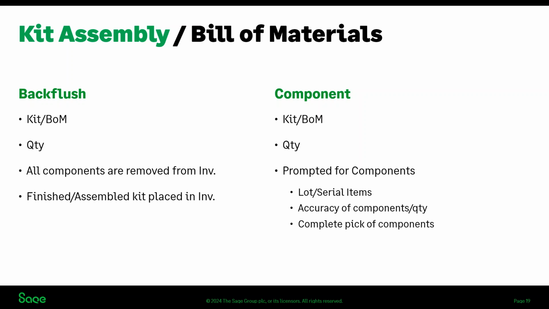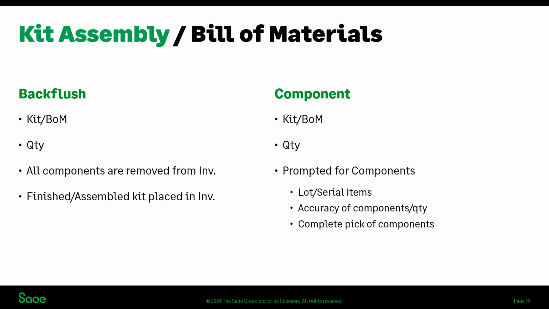Now, we're about to get through the demo here, but I want to touch on bill of materials and kit assembly. So there's two methods of building kits or doing bill of materials from the mobile side of things. You'll see we have a backflush method and a component method here. Both ultimately end in the same result. You're building a kit. It's getting components out of inventory and placing finished kits or finished items into inventory. The backflush is pretty simple. It's going to prompt you what bill of material or kit, how many, and then everything's getting removed from inventory and finished goods placed into inventory.